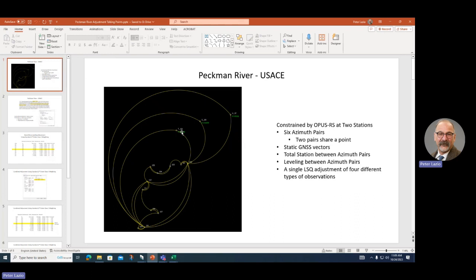Okay, this is the last of my canned adjustment type things. Are there any questions on anything we've done so far? Tying the cores in horizontally. You were just talking about tying the core station.